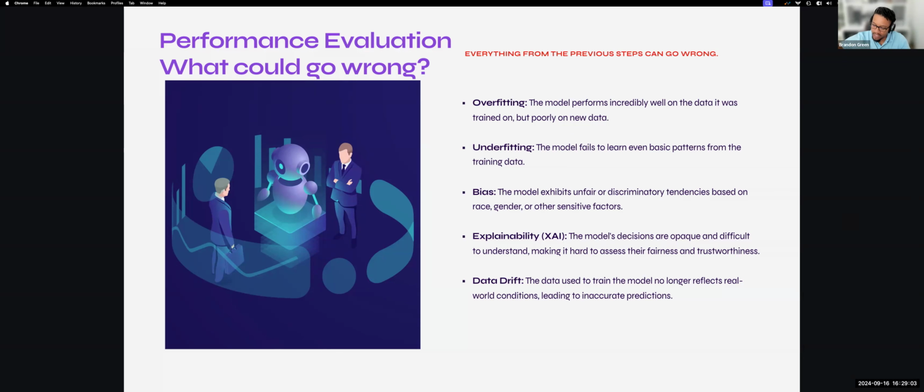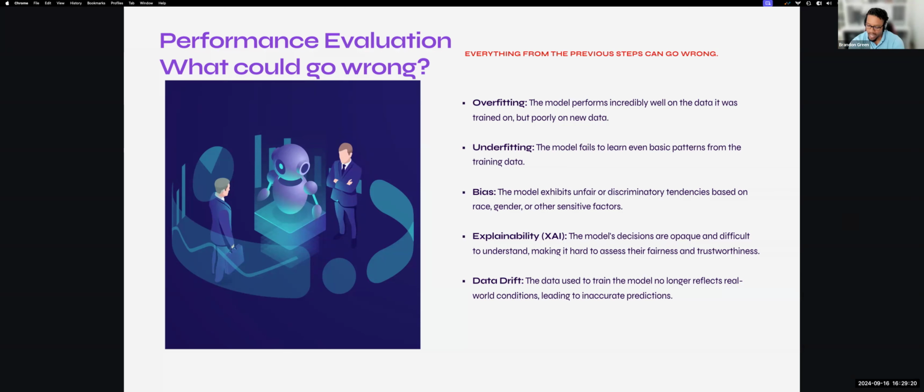If you give it some housing prices and it's saying, hey, all the red houses are the cheapest. Maybe that's not the pattern you're looking for. So in that case, maybe it's underfitted, right? Again, bias, the biggest one.